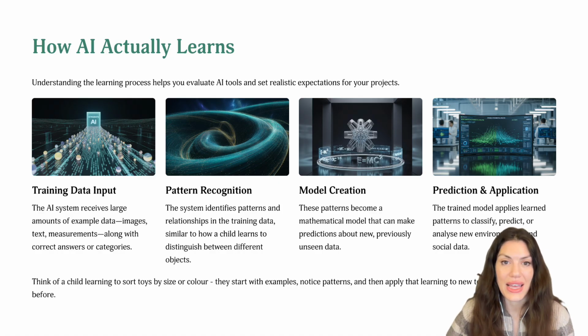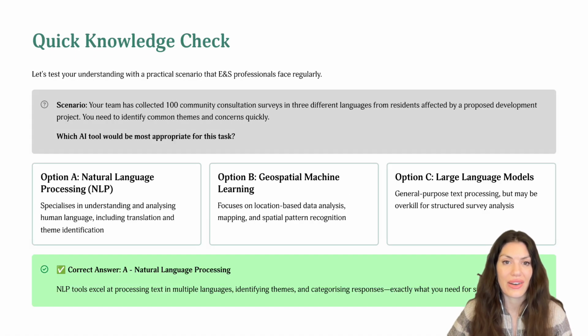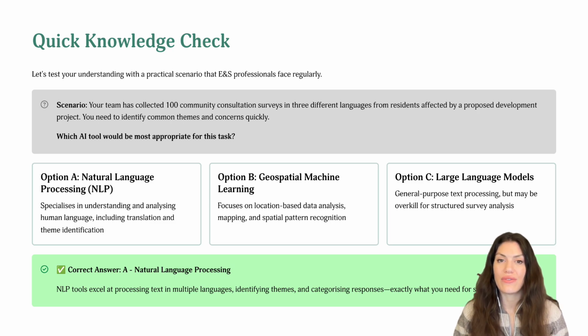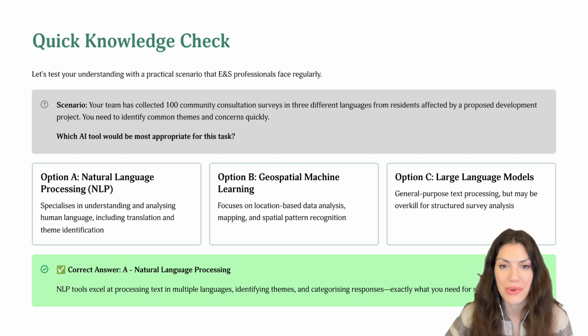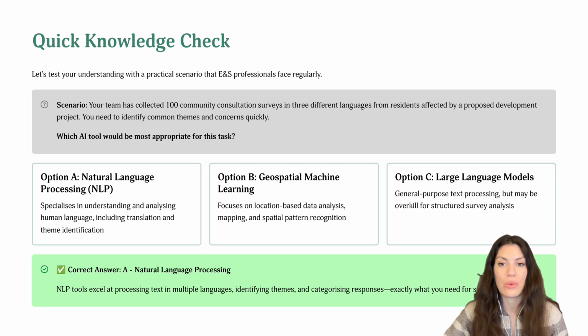Let's test your understanding with a quick knowledge check based on a practical scenario. Your team has collected 100 community consultation surveys in 3 different languages from residents affected by a proposed development project. You need to identify the common themes and concerns quickly. Which AI tool is the most appropriate for this task and why?